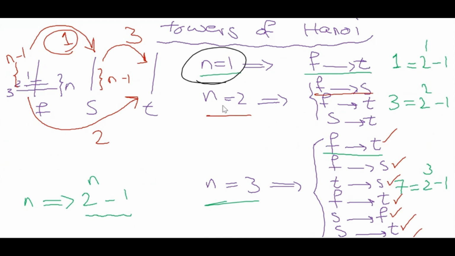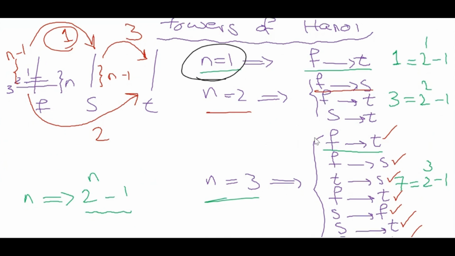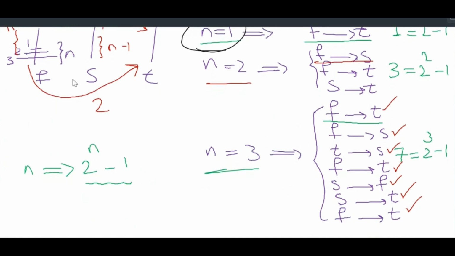Then what if N is 2? Now assume we have two disks on top of F, and we want to use S to help us move both of them to the top of T. So we can say F goes to S. What I mean by this is what is on top of F sits on top of S. Now the mid one is still on F. F goes to T. Now the first one, number 1, goes from S to T. Is it clear? Yeah. Now let's say N is 3, which is what we have in here.